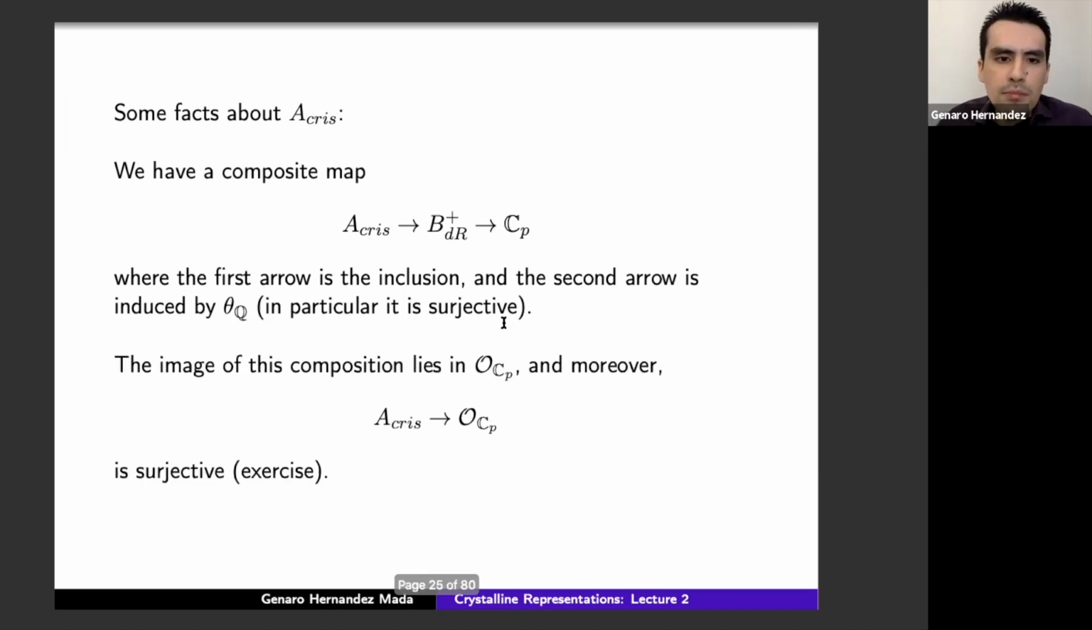The important fact here is that the image of this composition inside C_p is actually O_{C_p}. One needs to check first that the image is inside O_{C_p}, and then that this map from A cris to O_{C_p} is actually surjective. So the image of this map is actually O_{C_p}. I will give that as an exercise that we might discuss if you want.